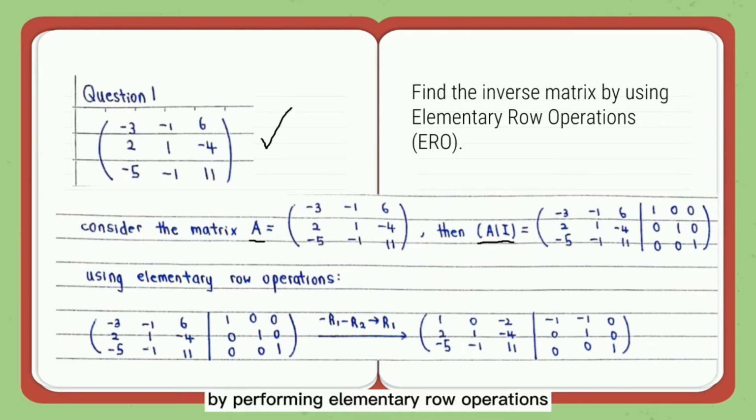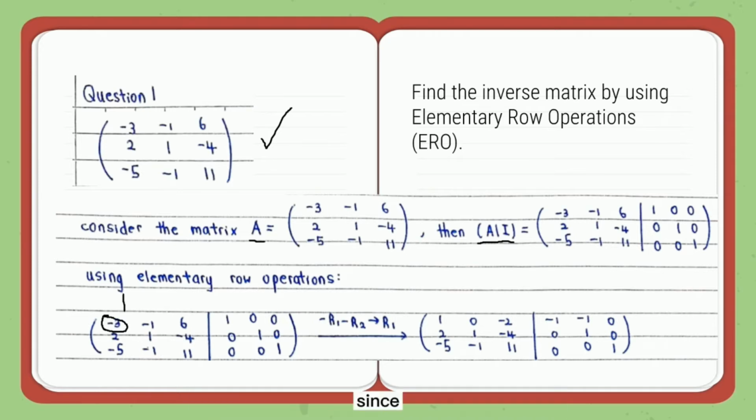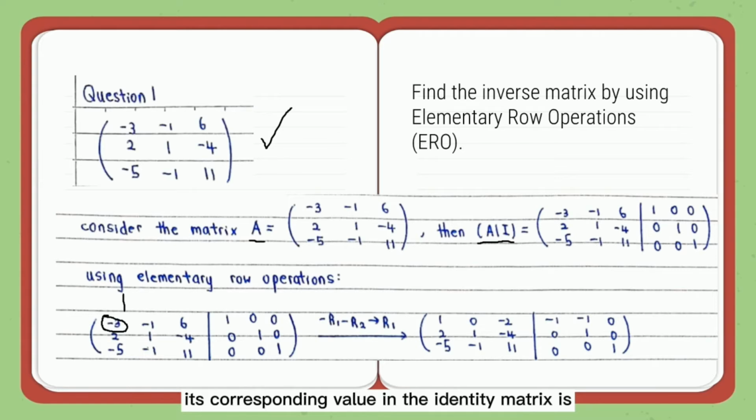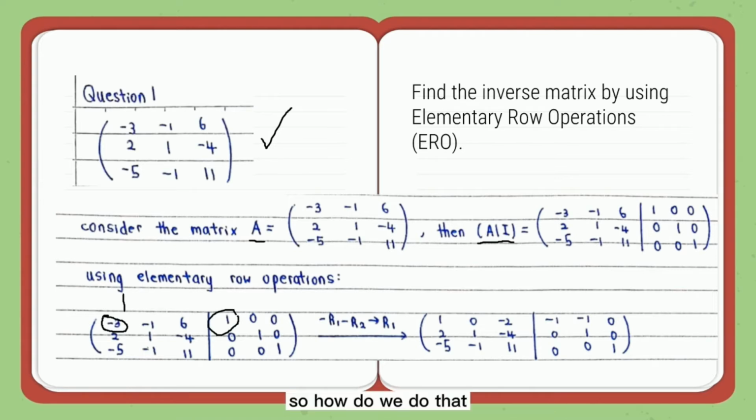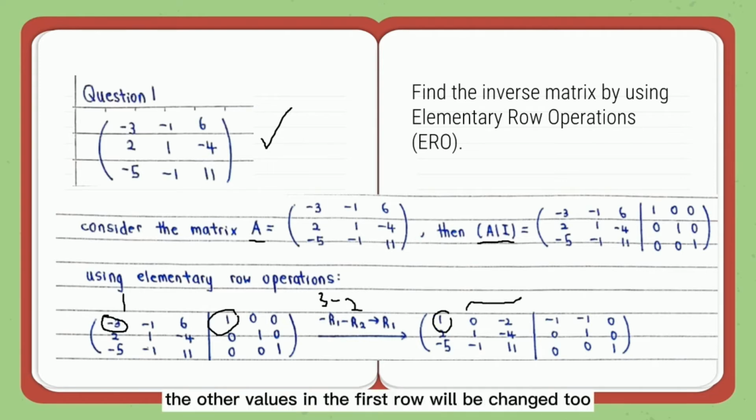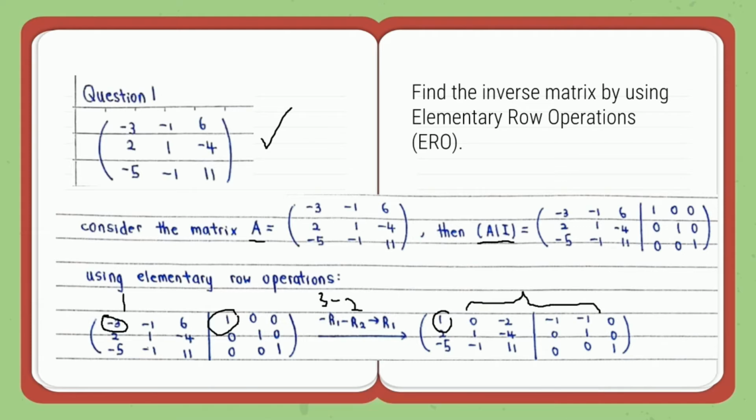By performing elementary row operations, firstly, we change this value to become 1, since its corresponding value in the identity matrix is also 1. So how do we do that? We use -1 times the first row, and then minus the second row, and then put it back in the first row. -1 times -3 we get 3. Then minus the second row, which is 2 and -2, and then we get 1. And don't forget, the other values in the first row will be changed too.